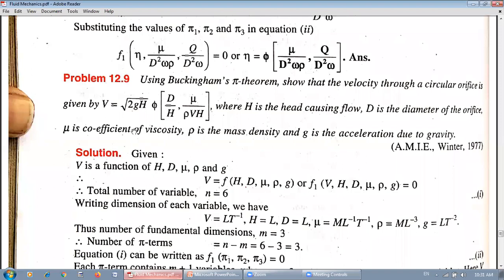Now if we want to prove this, then you have to find the number of variables. Now see how many variables there are. V is the dependent variable which depends upon g, h, d. Now this pi is a constant. g, h, d, h is repeating, mu, rho and v. So v is a function of h, d, mu, rho and g. How many are there? 1 2 3 4 5 6.